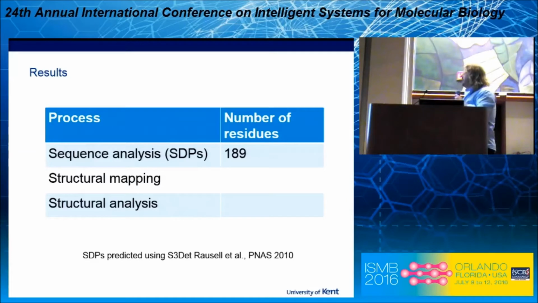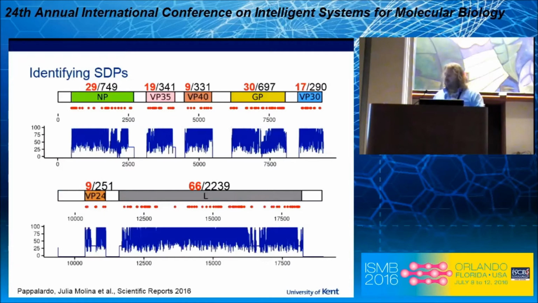So by analysing the 196 different genomes that we had, we identified 189 specificity determining positions. Now, here we have a view of the ebolavirus genome, and we can see these red dots indicate STPs. So there were specificity determining positions identified in each of the 7 genes of the virus. And these numbers here indicate how many in each protein.